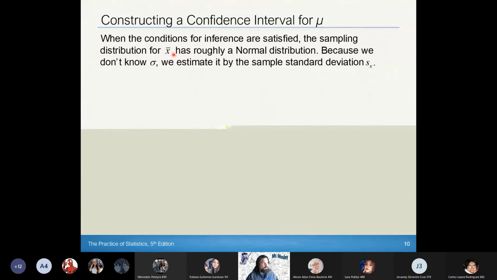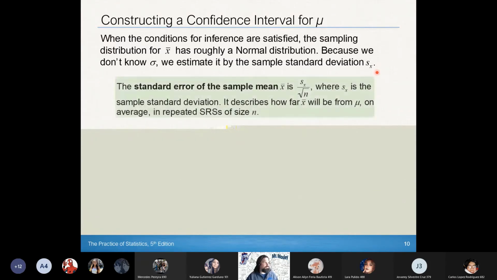When the conditions for inference are satisfied, the sampling distribution for x bar has a roughly normal distribution. Because we don't know sigma, we estimate it by the sample standard deviation S sub x. The standard error of the sample mean x bar is S sub x divided by the square root of n, where S sub x is the sample standard deviation. It describes how far x bar will be from mu on average in repeated SRSs of size n.